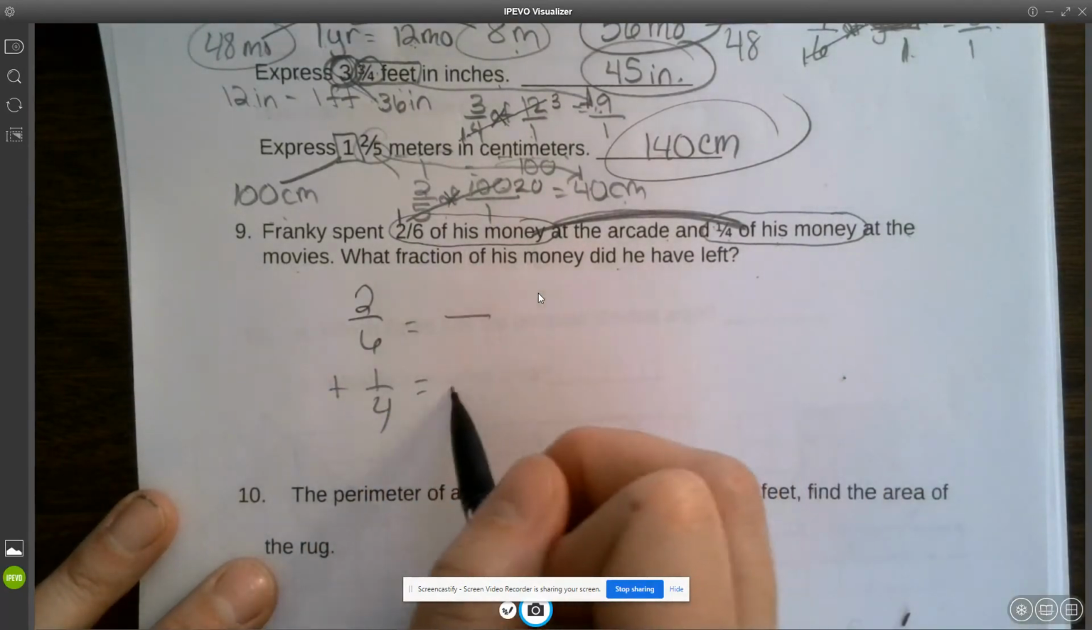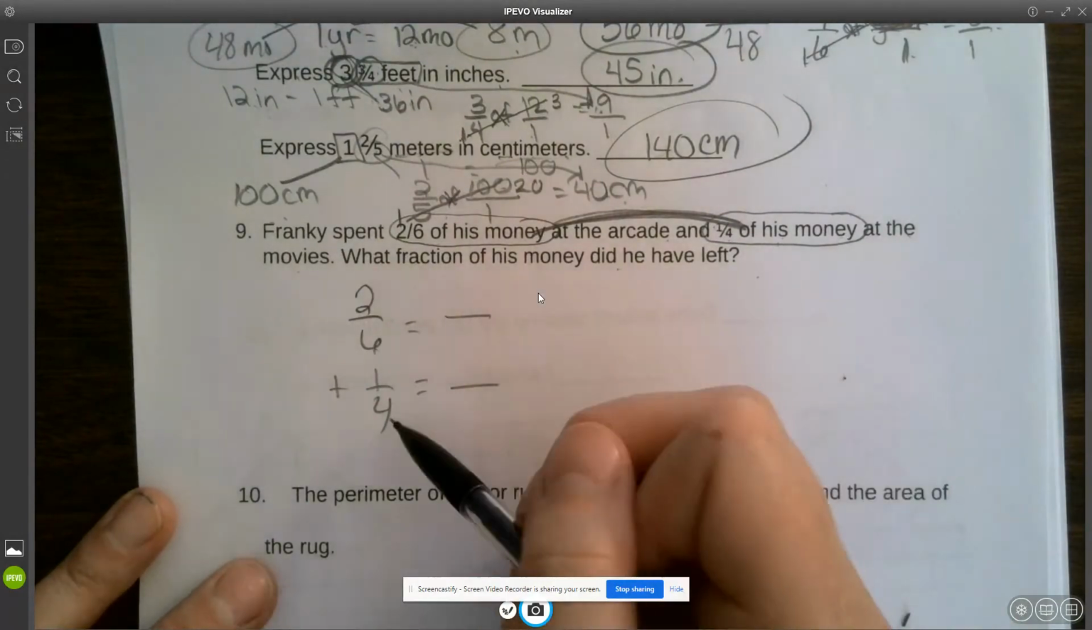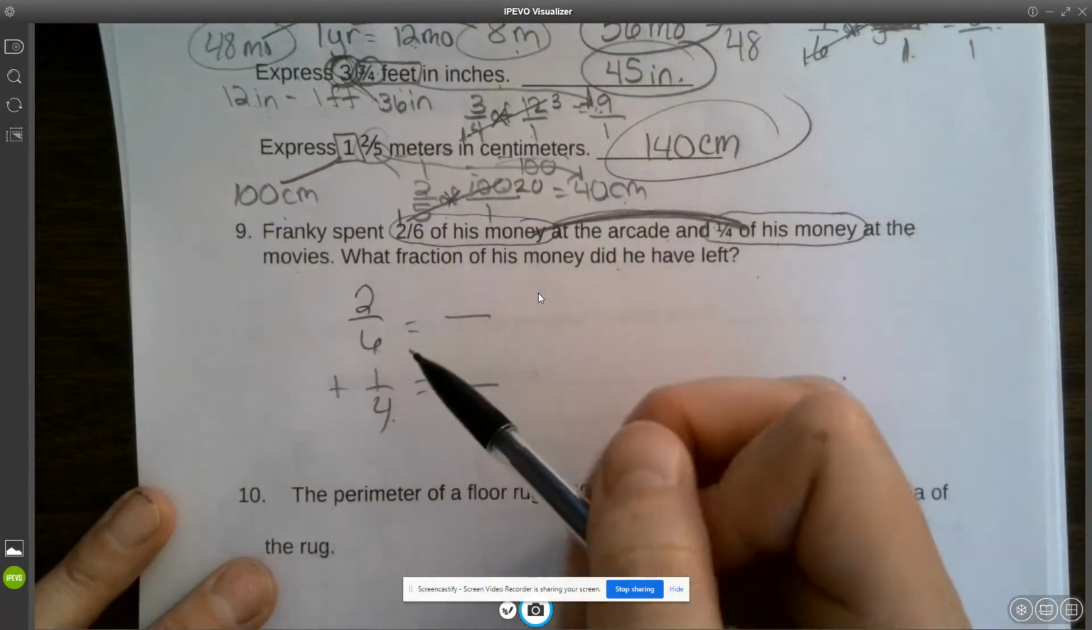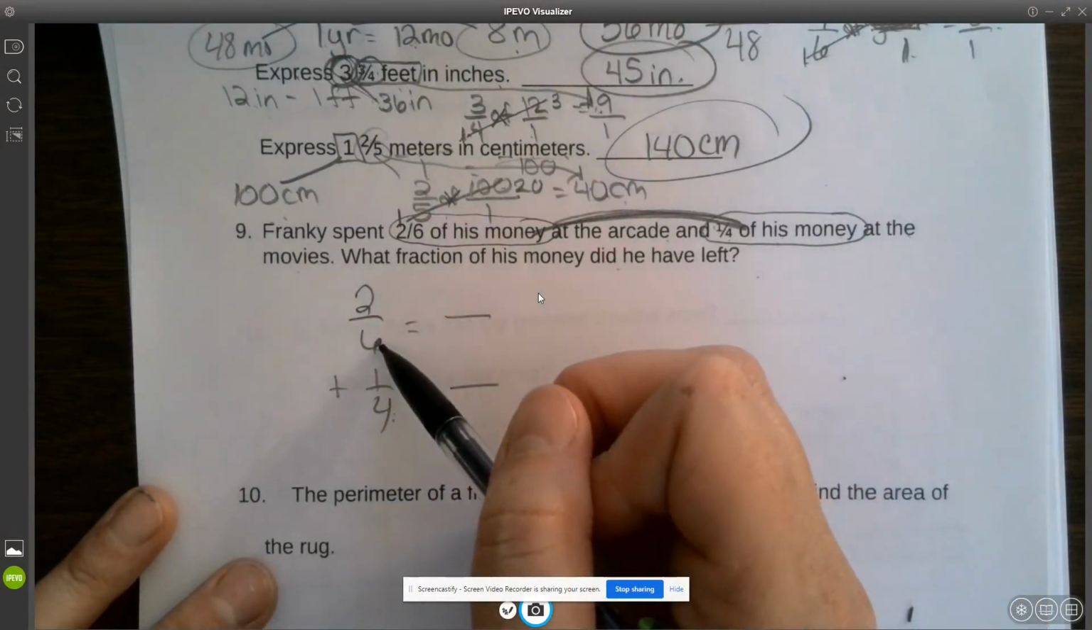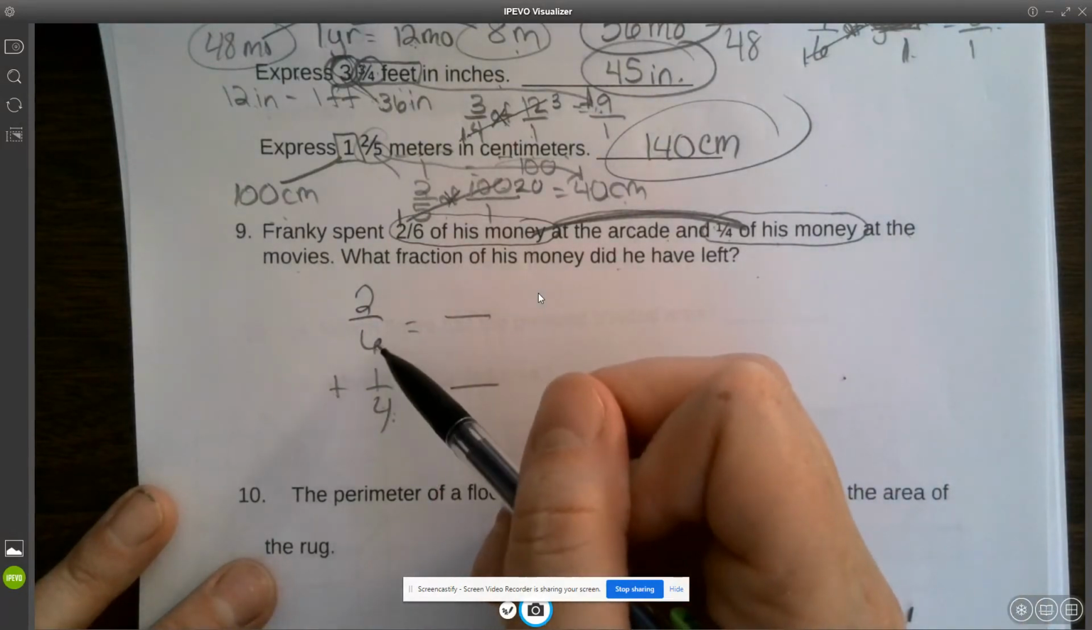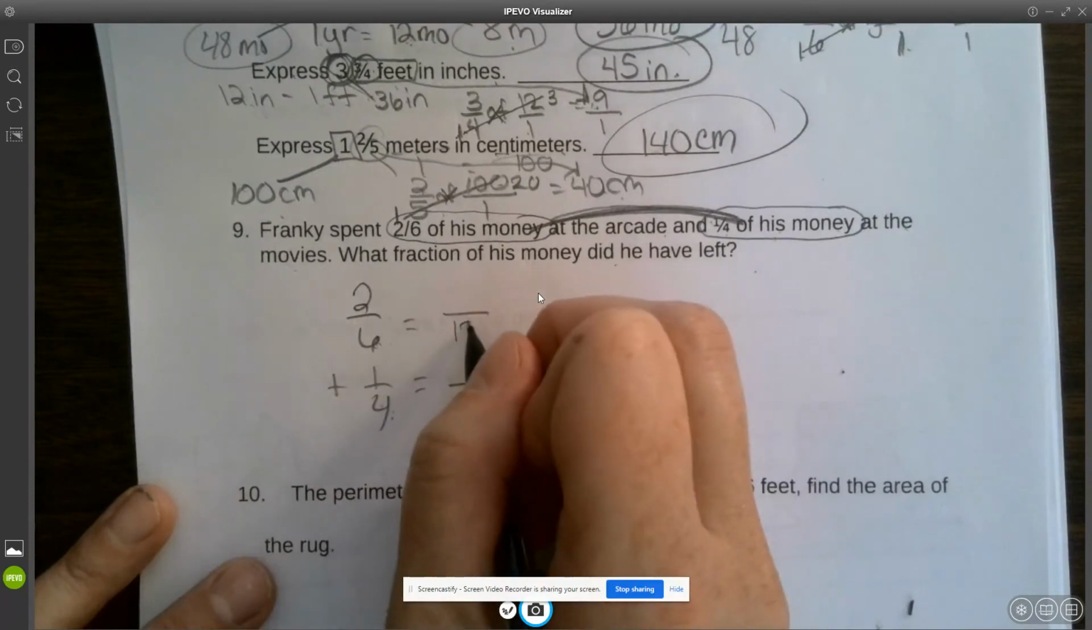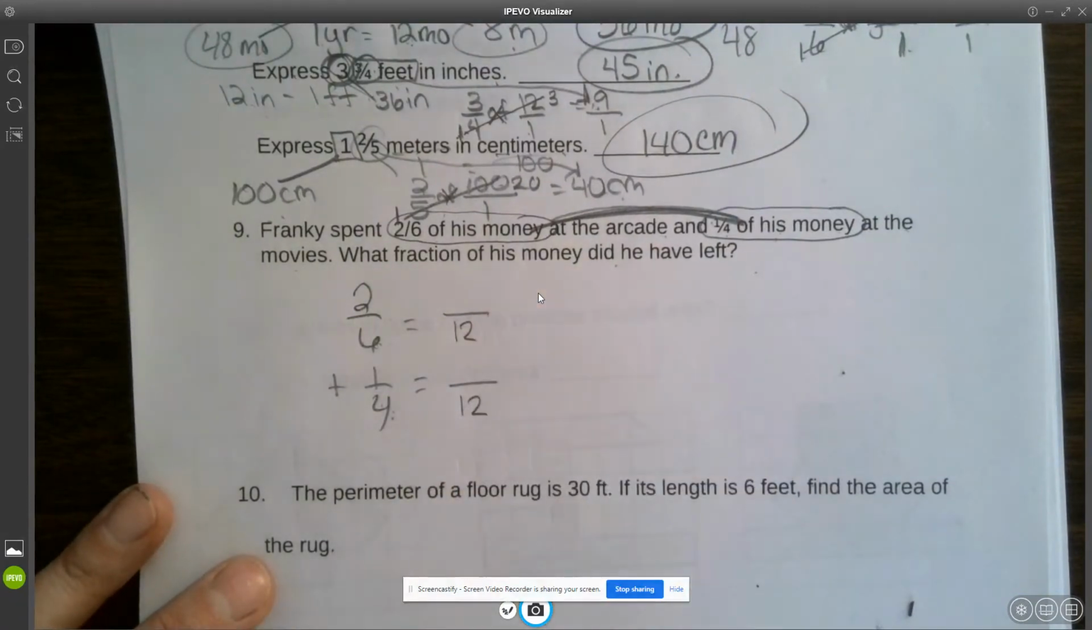So we have to come up with a common denominator for 6 and 4. Let's start with the multiples of 6. 4 can't go into 6. All right, the next multiple would be 12. Can 4 go into 12? Yes. So they both can switch over to 12.